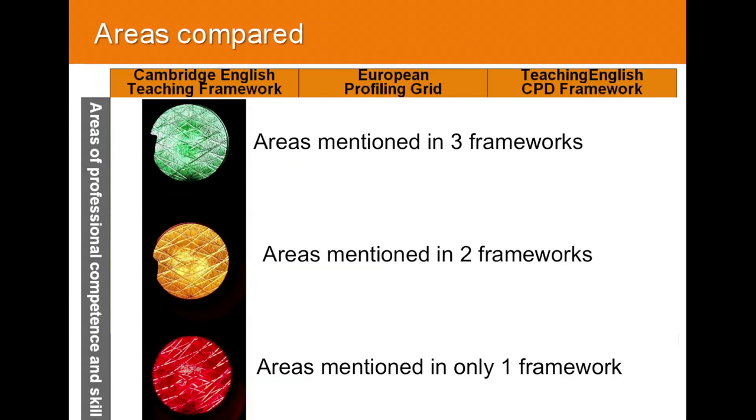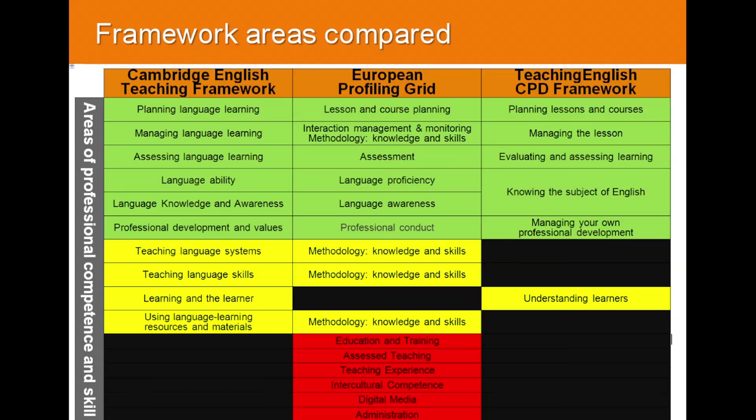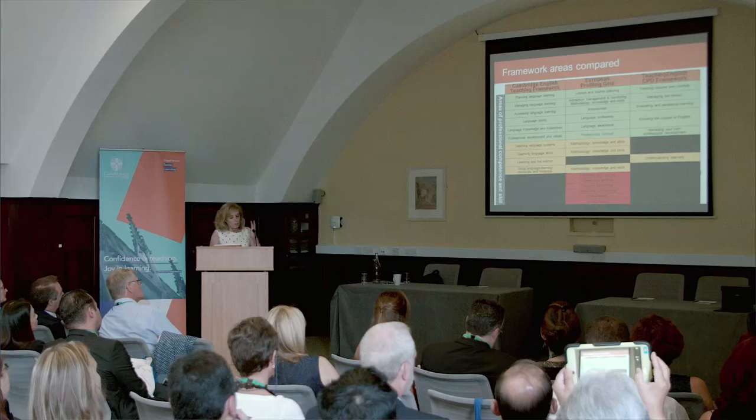So there seems to be an agreement or a consensus that these are the areas of knowledge and expertise. Some areas mentioned in two of the frameworks, and some areas mentioned in just the one framework. Don't worry, I'm not going to ask you to read all that. I'm going to summarize the green area, the area where the three frameworks seem to agree that these are the key areas of expertise. But interestingly, I was surprised that in the European profiling grid, there is nothing at headline level on the skills around understanding learners and learning, which I think in the 21st century is quite interesting.